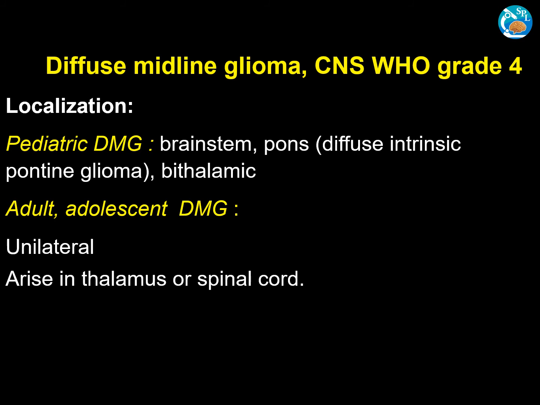Coming to diffuse midline glioma, CNS WHO grade 4, the pediatric type are commonly located in the brainstem, pons, and the ones in the pons are typically known as diffuse intrinsic pontine gliomas. Now, when they are found in the thalamus, they are mostly bithalamic involvement. The DMGs found in adults or adolescents are usually unilateral, and they may arise in the thalamus or in the spinal cord.